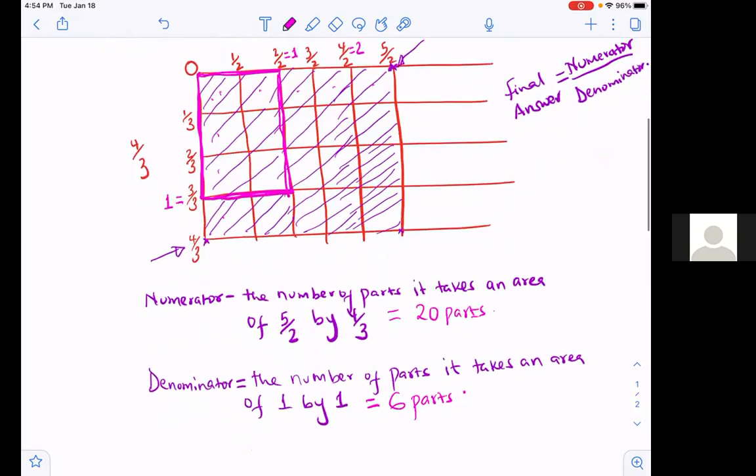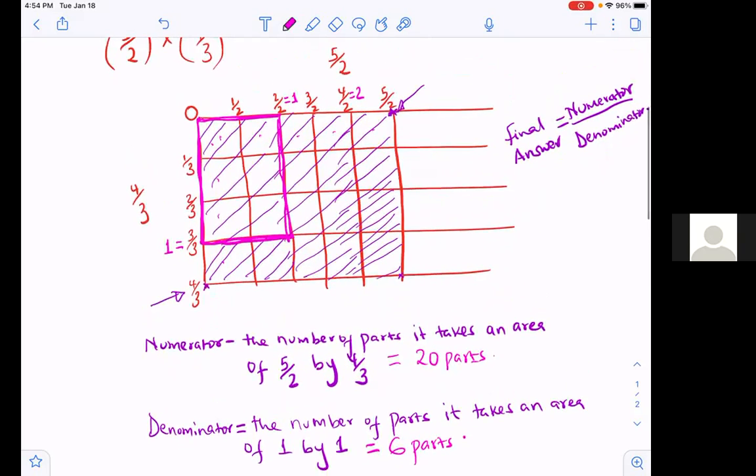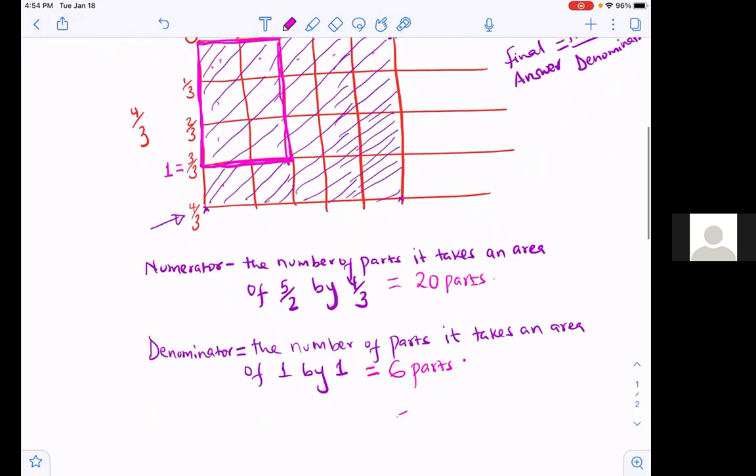And therefore, in this case, the final answer will be 20/6. If you like it better, 20/6 can actually be simplified to 10/3, which is simply 3 1/3.